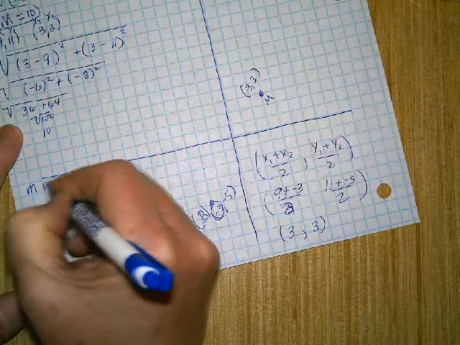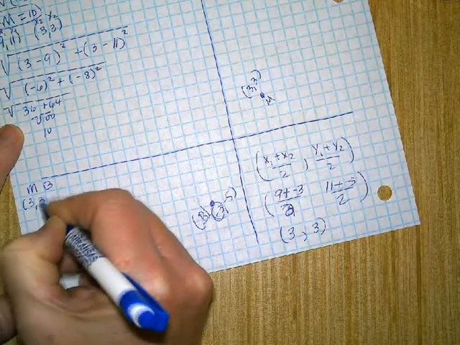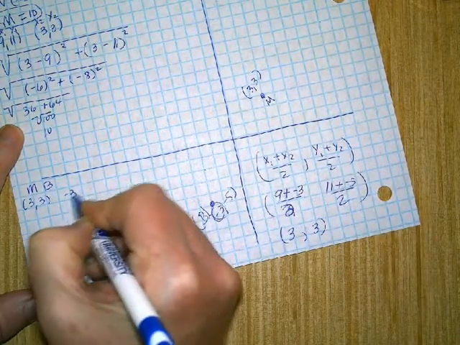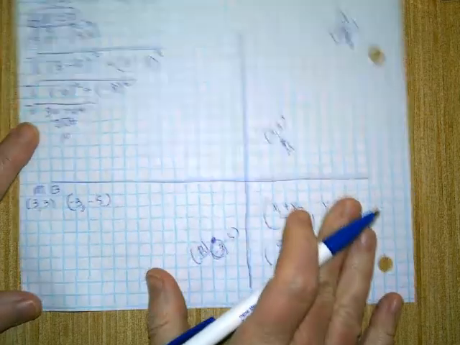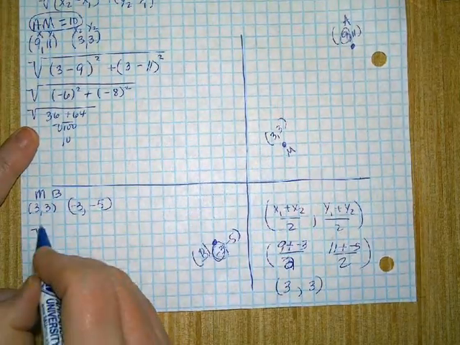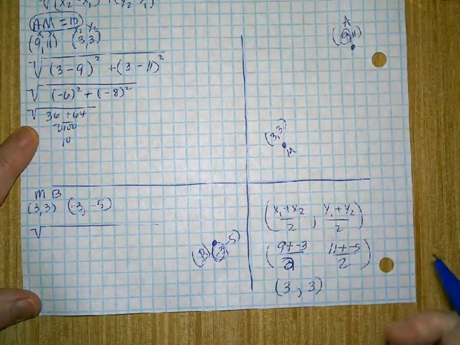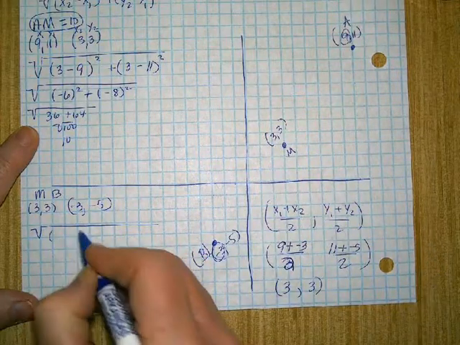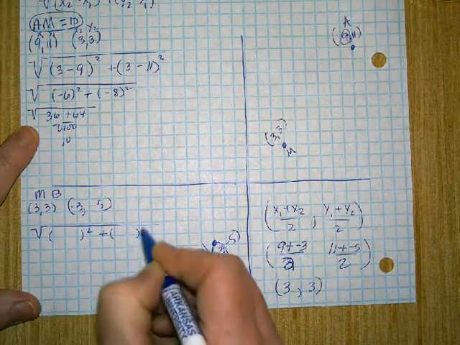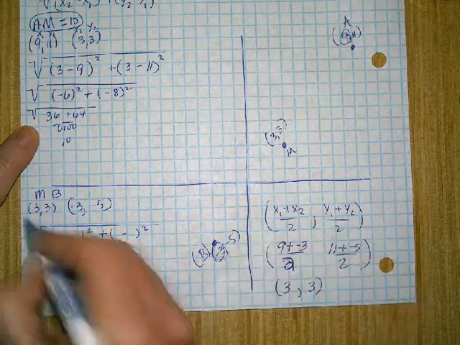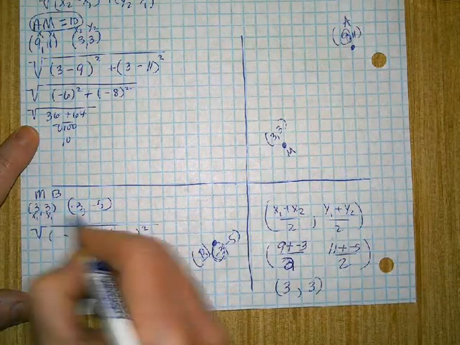Okay, so I'm going to do that here. M is at 3, 3. B is at negative 3, negative 5. And I have to find the distance between those two. What do we do there? X sub 1, y sub 1, x sub 2, y sub 2.